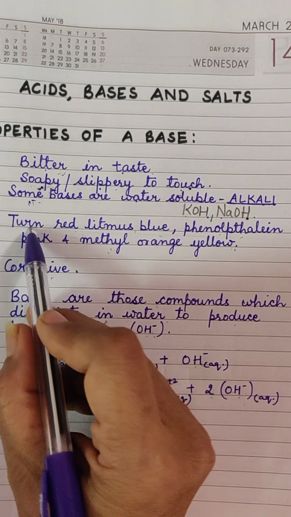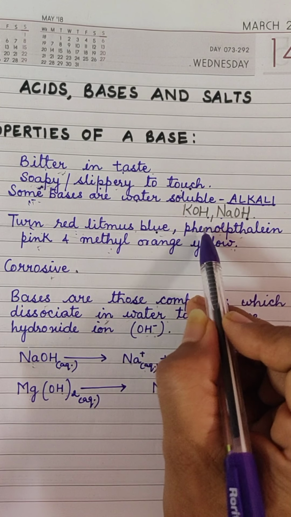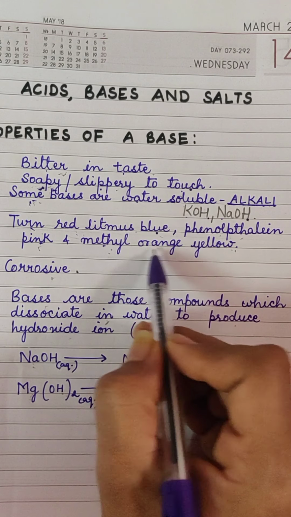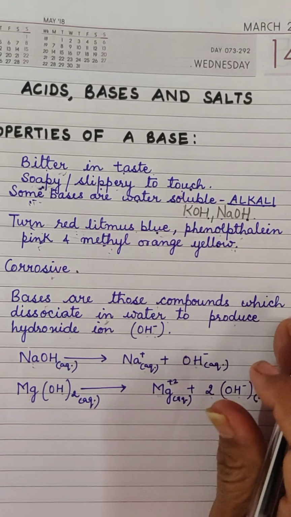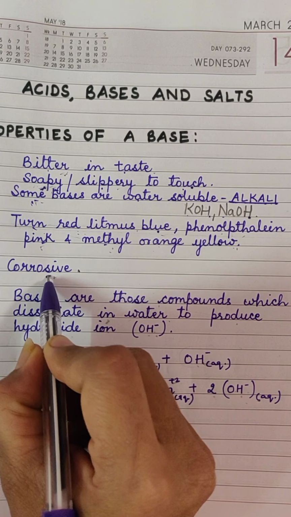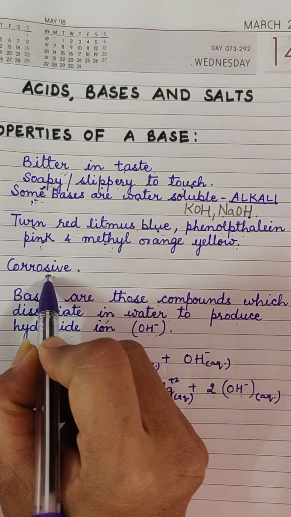Now, bases turn red litmus blue, they turn colorless phenolphthalein to pink, and they also change the color of methyl orange to yellow. Like acids, bases are also corrosive. That means they will also damage the surfaces on which they fall.